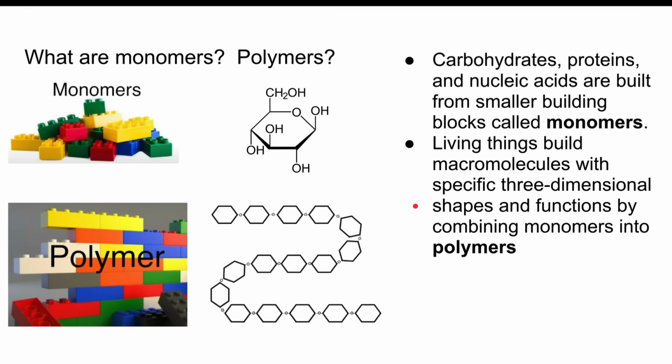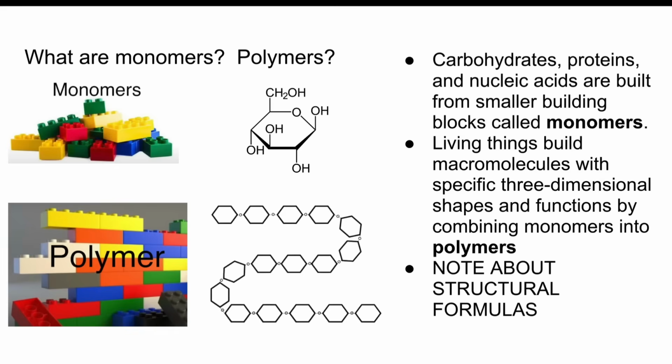Living things build macromolecules, the big molecules, proteins, nucleic acids, polysaccharides, that have specific 3-dimensional shapes, and shape determines function, by combining these monomers into polymers. And a great analogy, if you hadn't already thought of it, is that the monomers are like Legos. You can combine them in any way to create other structures. And these big structures, the Millennium Falcon that you might have built as a kid, those are the polymers.